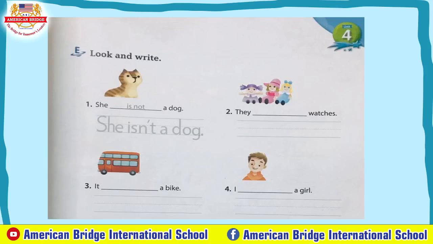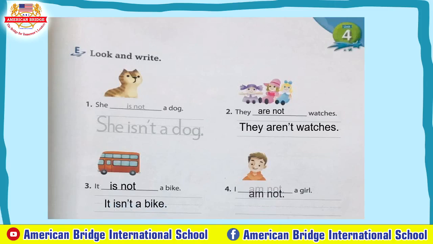Example number 1. She is not a dog. So the full sentence that we need to write again is: she isn't a dog, right? Okay, how about picture number 2? They what? They are not watches. And we need to write it in the short form of negative: they aren't watches. And now let's move to number 3. It is not a bike. So we need to write it again: it isn't a bike. Okay, number 4.